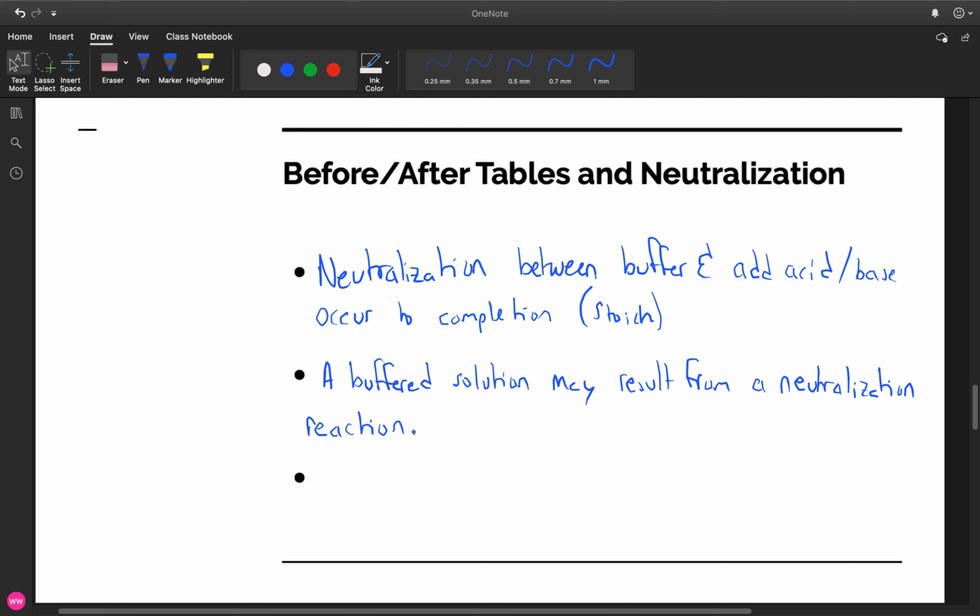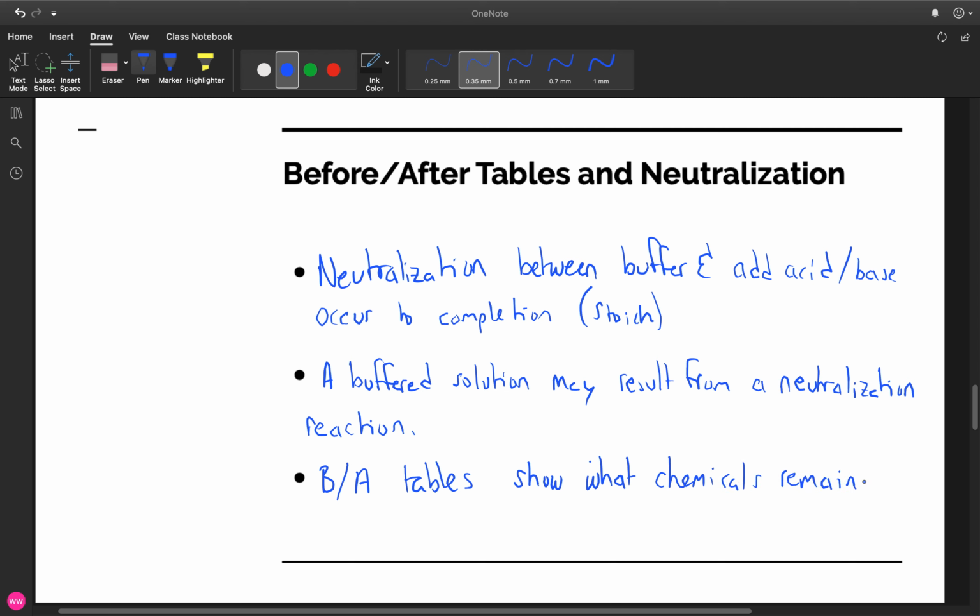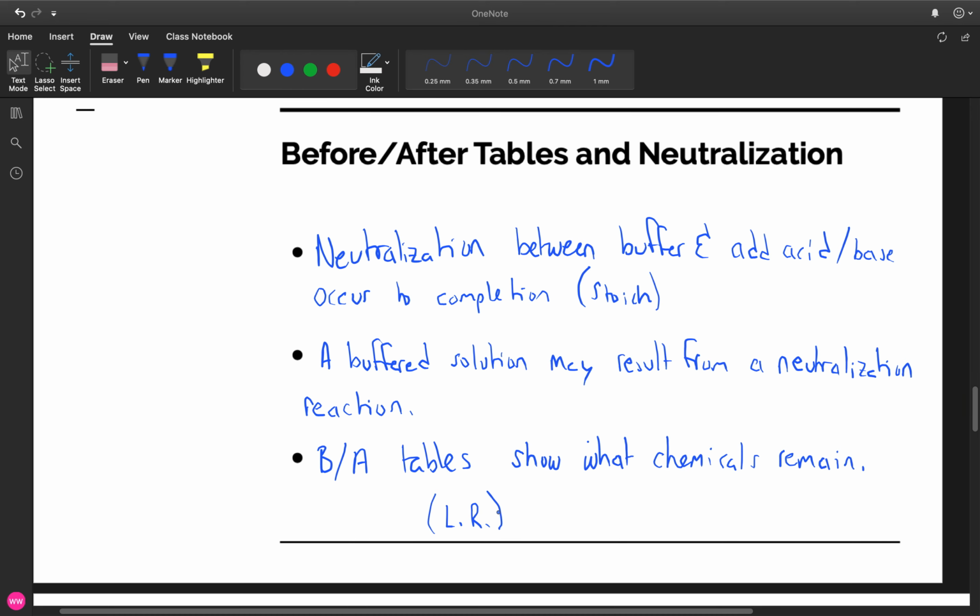The before-after tables we're going to be using to indicate a limiting reactant problem. And so with these neutralization reactions, once again, we have to identify what runs out first. So we use the before and after tables, the BA tables, kind of like ICE tables. They're not the same, I'll show you the difference between them. They show what chemical or chemicals remain. And what do we call this type of problem? A limiting reactant problem. So before-after tables, once again, help us identify what substance is remaining.